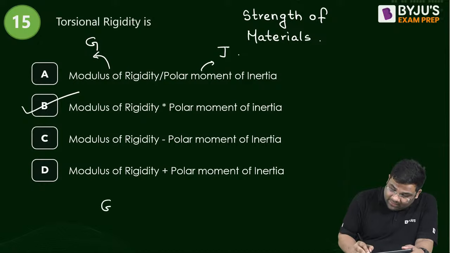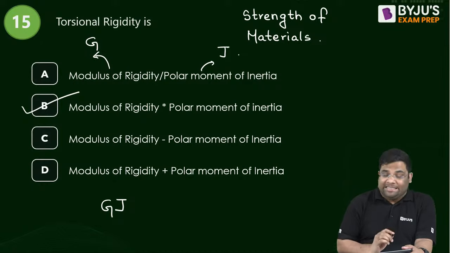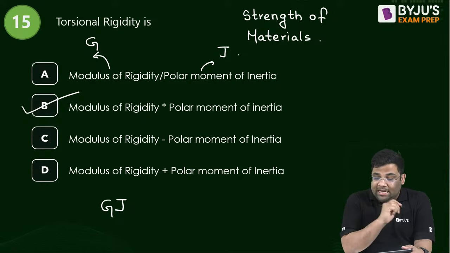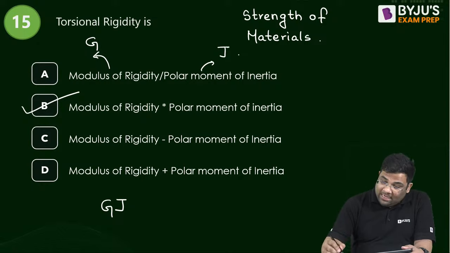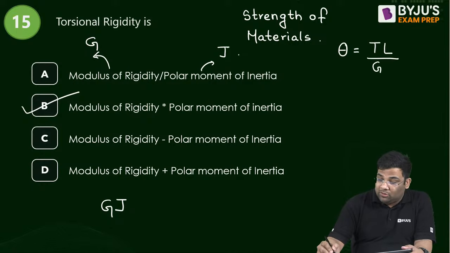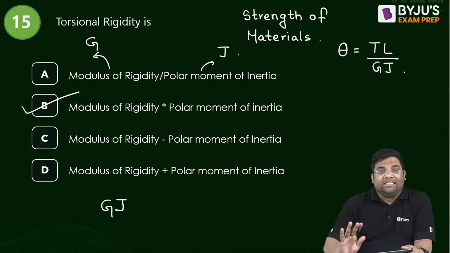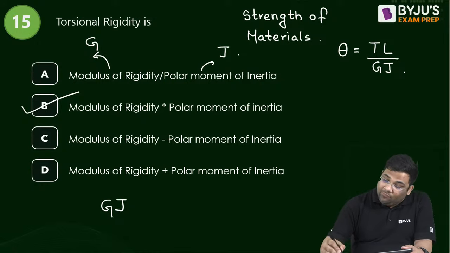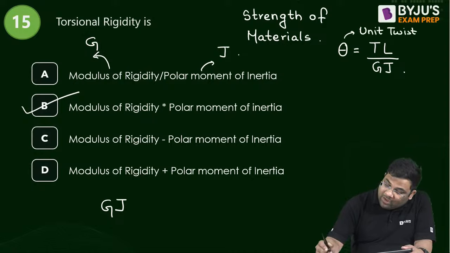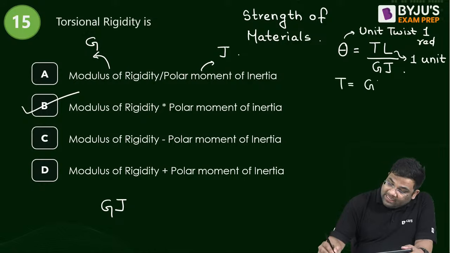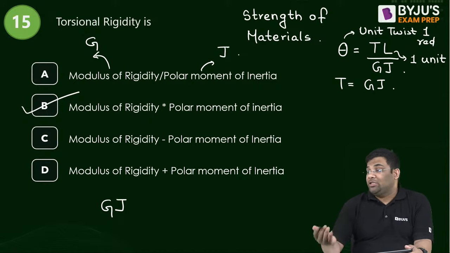Torsional rigidity is nothing but GJ, where G is the modulus of rigidity and J is the polar moment of inertia. We know that theta, or the angle of twist in case of torsion, is TL by GJ. Now if we have unit twist, meaning the twist is 1 radian, and the length is also 1 unit, then T will be equal to GJ. So this is known as the torsional rigidity.